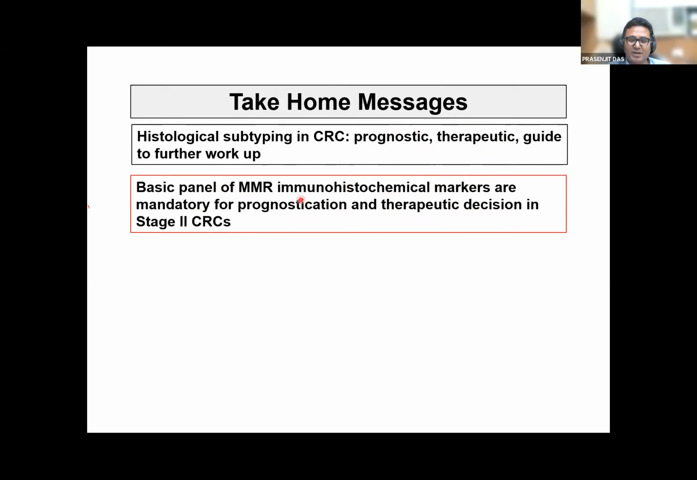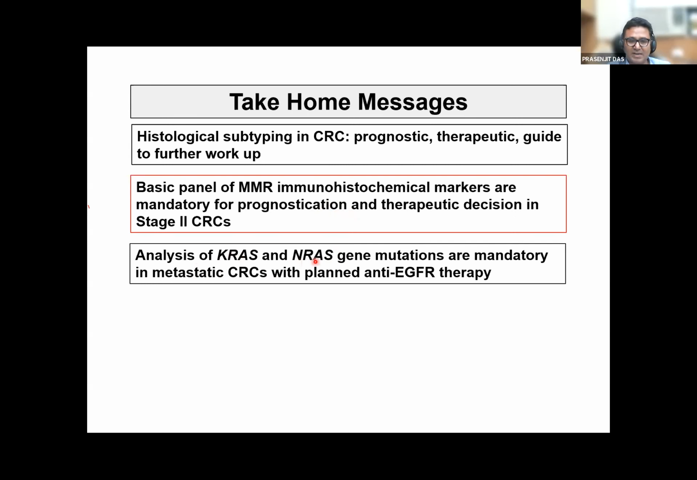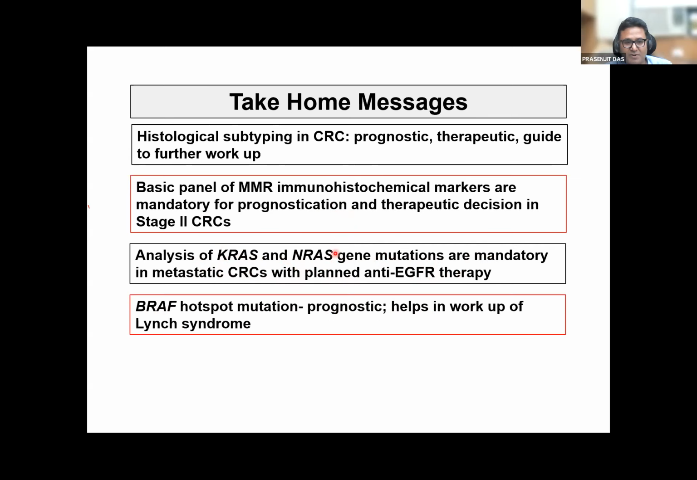And we must remember, forgetting all debates, all tumors should be screened for the MMR proteins. And analysis of the KRAS and NRAS gene mutations is mandatory in metastatic colorectal carcinomas, where only you are planning anti-EGFR therapy, and they have no prognostic information or implications. BRAF hotspot mutation, I have already explained where you should order. They have some prognostic information and help in workup of the Lynch syndrome, as I have already explained.